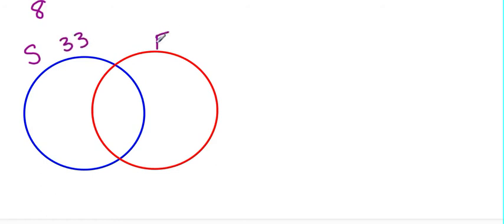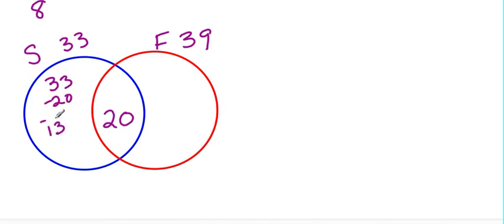Spanish over here is equal to 33 members, and the French club over here is equal to 39 members. There are 20 students in both. The Spanish club has only 13 members, there are 13 members in the Spanish club that do not belong in the French club. If I take the French total and subtract off both, I also get that there are 19 members.